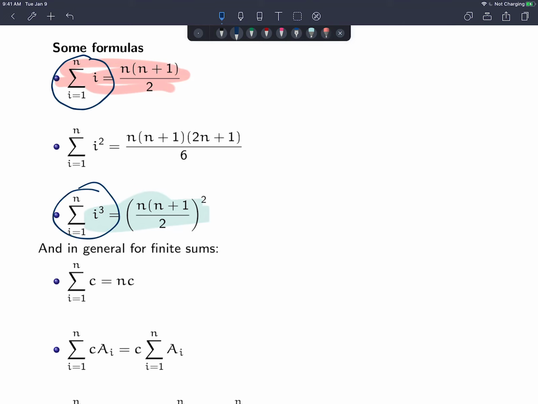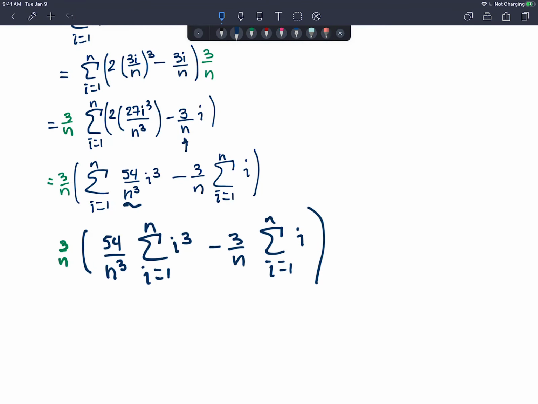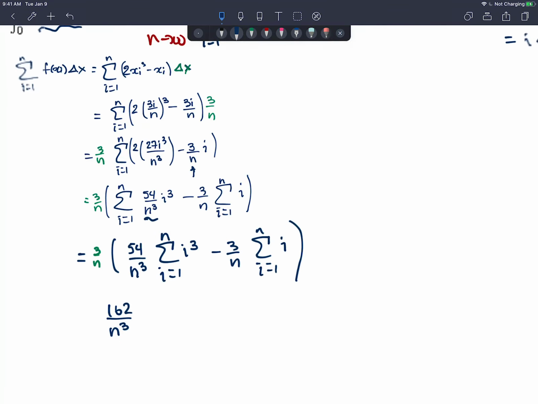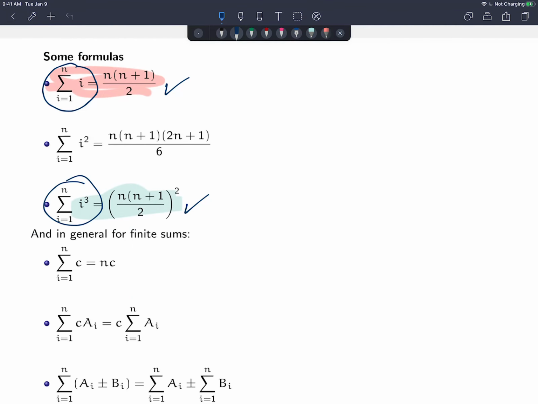Once you have that, then you distribute, you just write the other side of these formulas, right? So your goal is to simplify these, to identify these sums as one of the ones you can apply. And now at this point, I'm ready to do it. So here I can do 54 times 3, I think is 162. I have an n cubed. And the sum of cubes was n times n plus 1 over 2 squared.